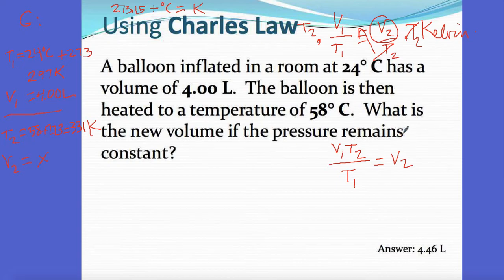All right, when we're solving for temperature especially, I would truly recommend this. All right, so let's start our problem. V1 is 4 liters.